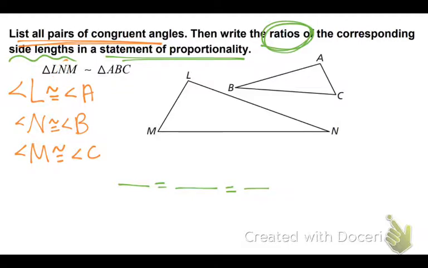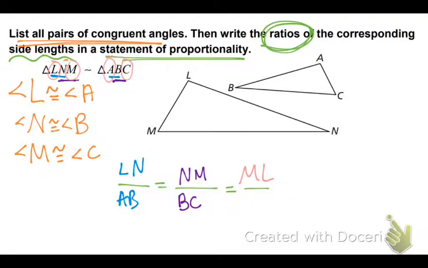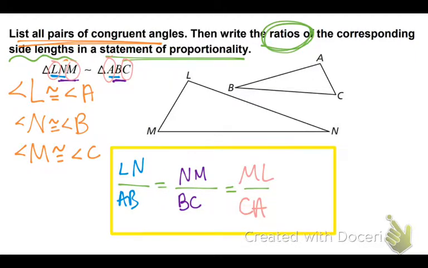Pick a side off of the first figure, LN, which corresponds with AB. Pick another side off of the first figure, NM, which corresponds with BC. And then last, if we say ML, we would say CA. That's the end of our question. I'm pretty sure on your quiz it does ask for a similarity statement, which we'll practice in a few minutes. So make sure you just read the directions all the way through.